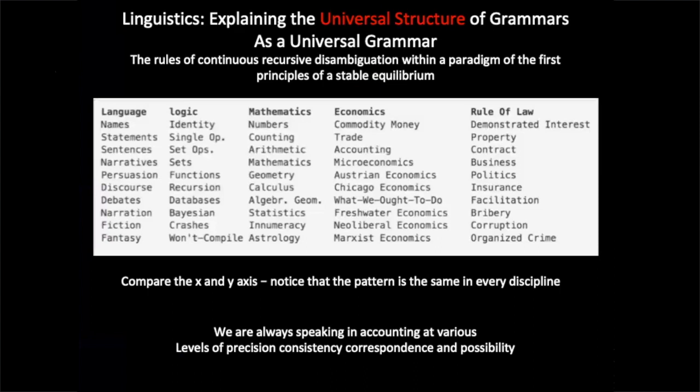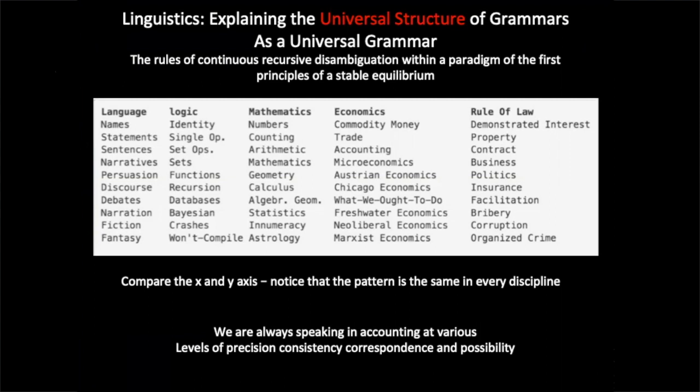So the same thing happens. This idea of a universal structure of the grammars applies to language, logic, mathematics, and rule of law. I love this slide. Some people said this is what made me understand. Let's take math: numbers, counting, arithmetic, mathematics, which is the logic of mathematics, geometry, calculus, algebraic geometry, statistics, and numeracy. Notice how we go from statistics to innumeracy, and from innumeracy to numerology.